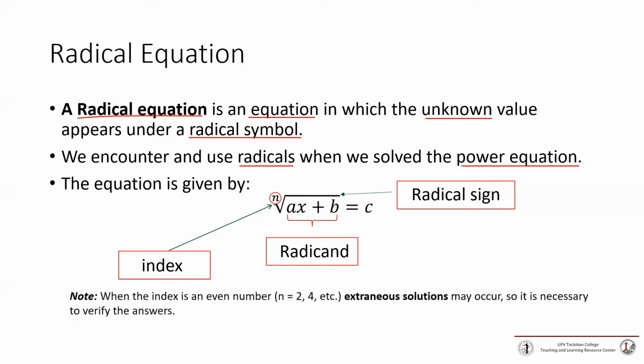Now you have to take note that when the index is an even number, let's say n is equal to 2, 4, 6, 8, and so on, extraneous solutions may occur. So it is necessary to verify the answers. Again, if you have a radical equation and you got the value or values of your variable, it is necessary to verify if your answers really satisfy the equation.